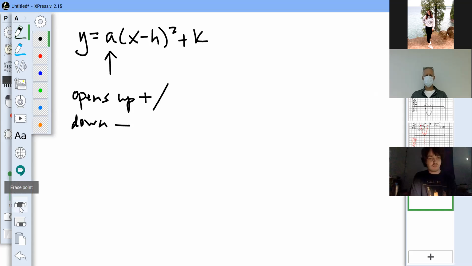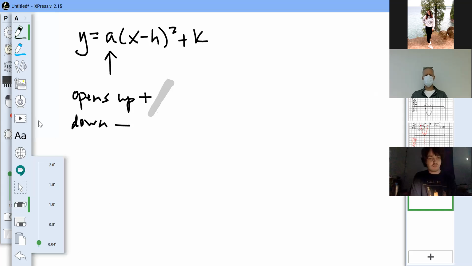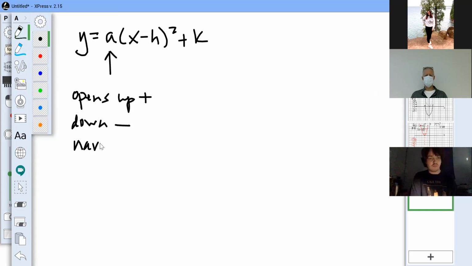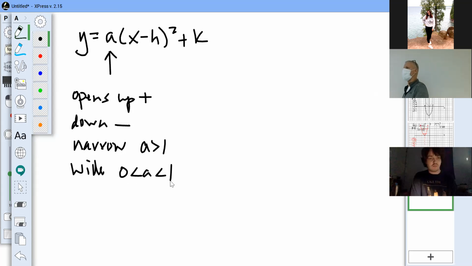Okay? It also makes it narrow or wide. Narrow when it's bigger than 1. Wide when it's between 0 and 1. So if I saw 1/3 in front of the parentheses, or a 1/3 coefficient on the x squared, I can expect that parabola to be wide. If I see a 5, the thing is going to be super skinny, really narrow.